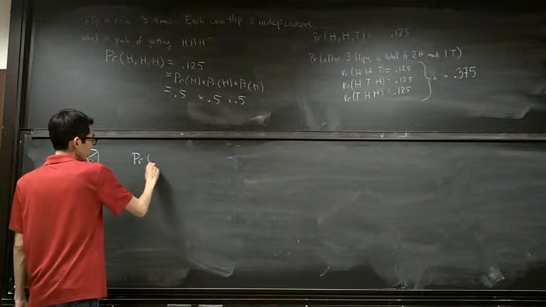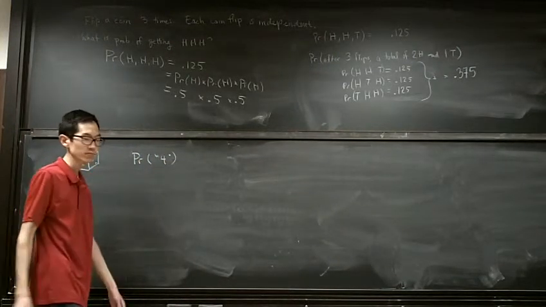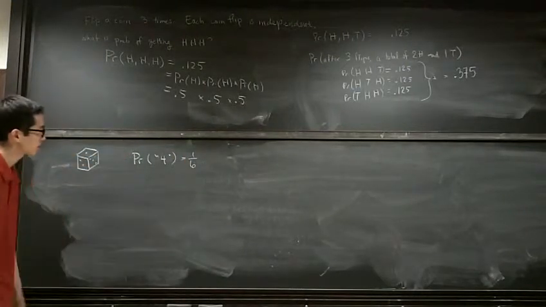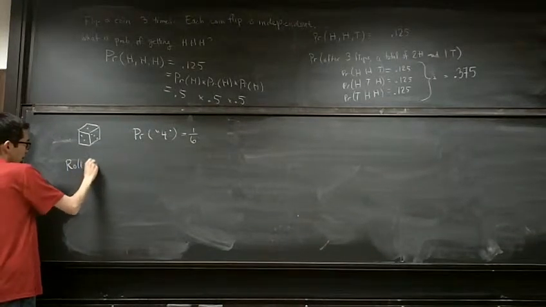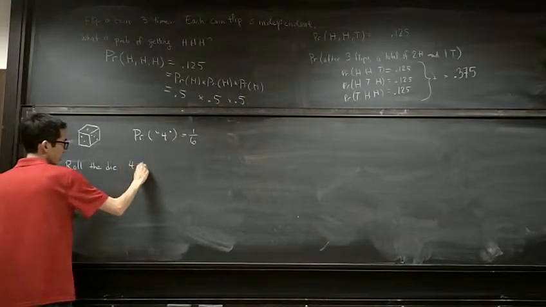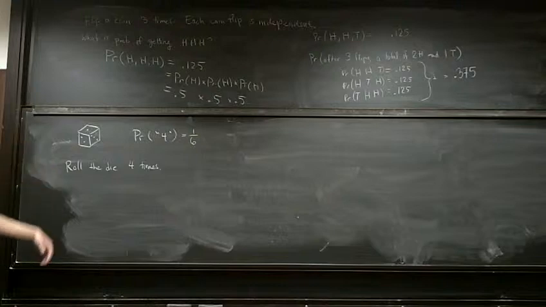What's the probability I roll the number 4? 1 out of 6. Okay? Let's say I roll the die 4 times. Okay?